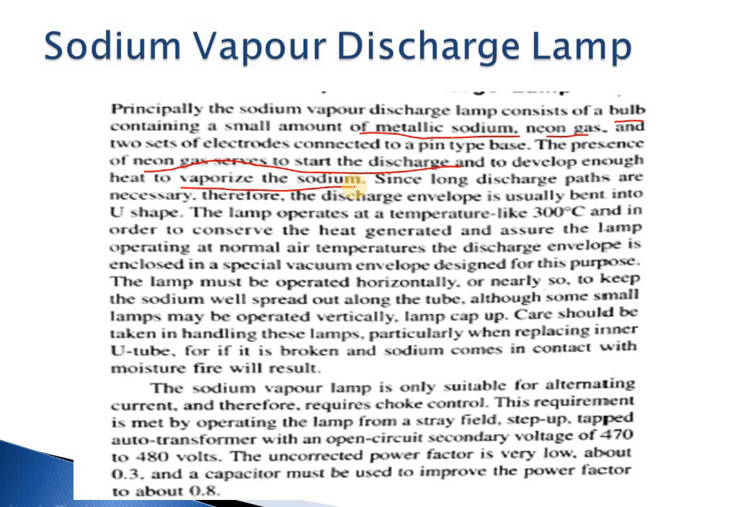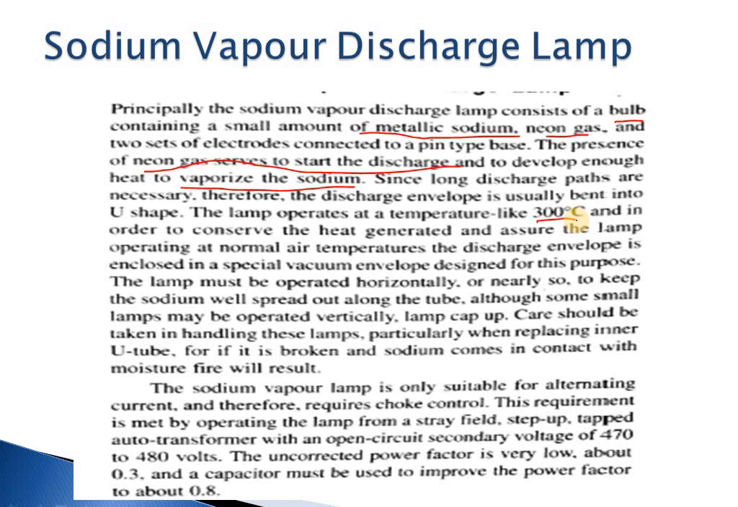Since long discharge paths are necessary, the discharge envelope is usually bent into a U shape. The lamp operates at a temperature of 300 degrees centigrade, and in order to conserve the heat generated and assure the lamp operates at normal air temperatures, the discharge envelope is enclosed in a special vacuum envelope designed for this purpose.